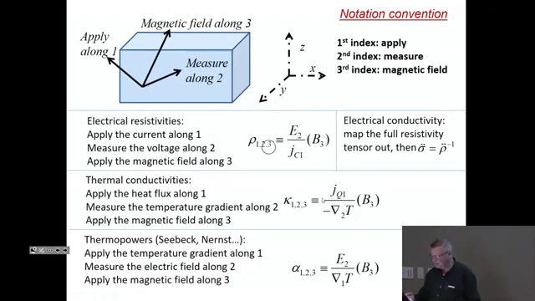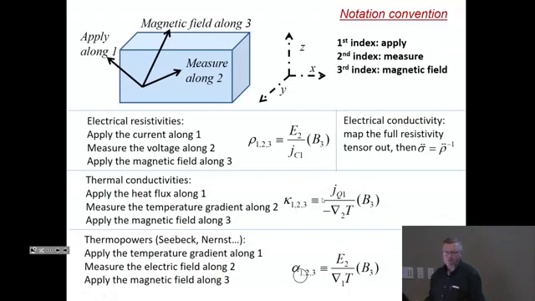So we have rho 1, 2, 3 is E2 over J1 times B3. This is 1, 2, and 3 in arbitrary direction vis-a-vis your sample. Kappa is the same principle. The thermal powers are a little bit more delicate, of course.